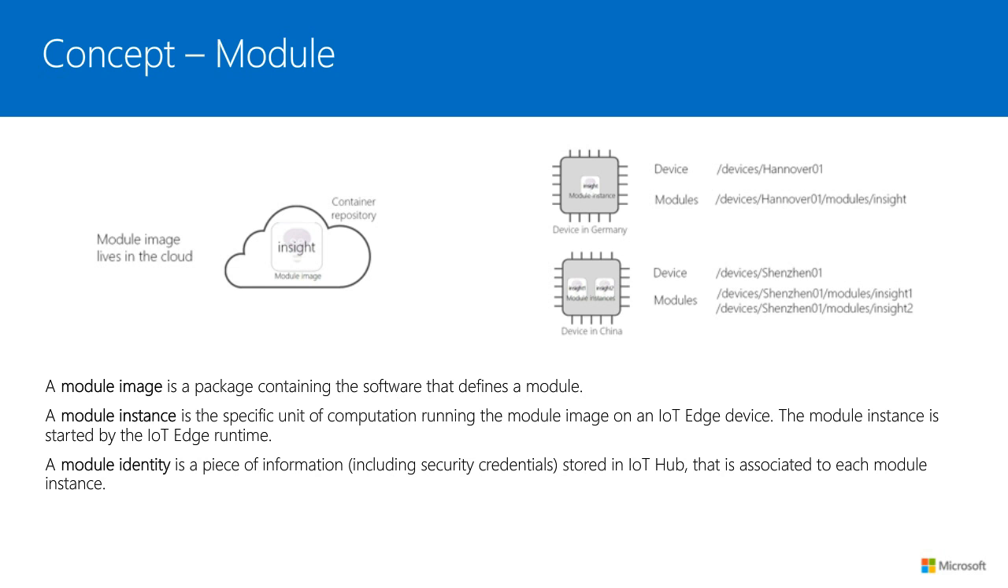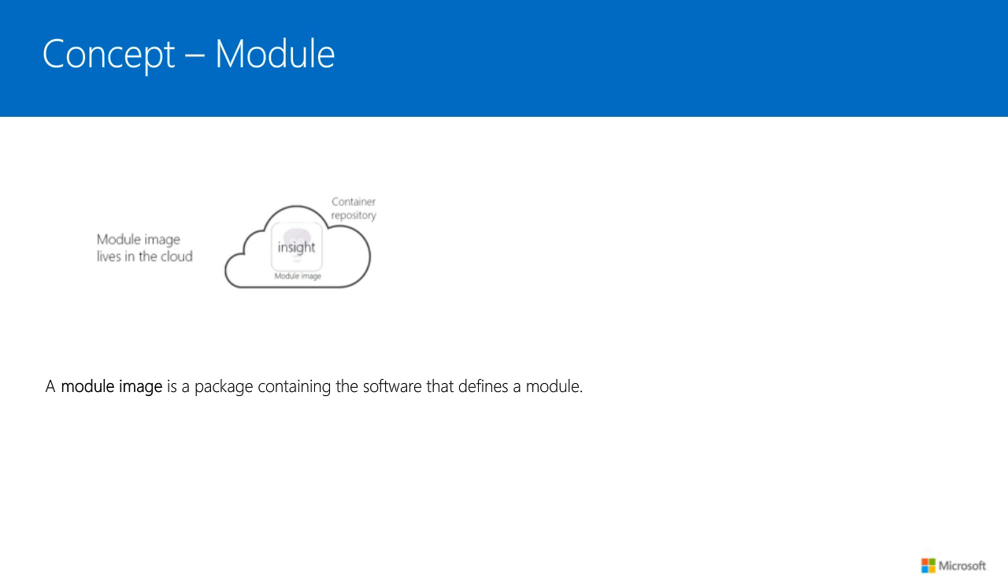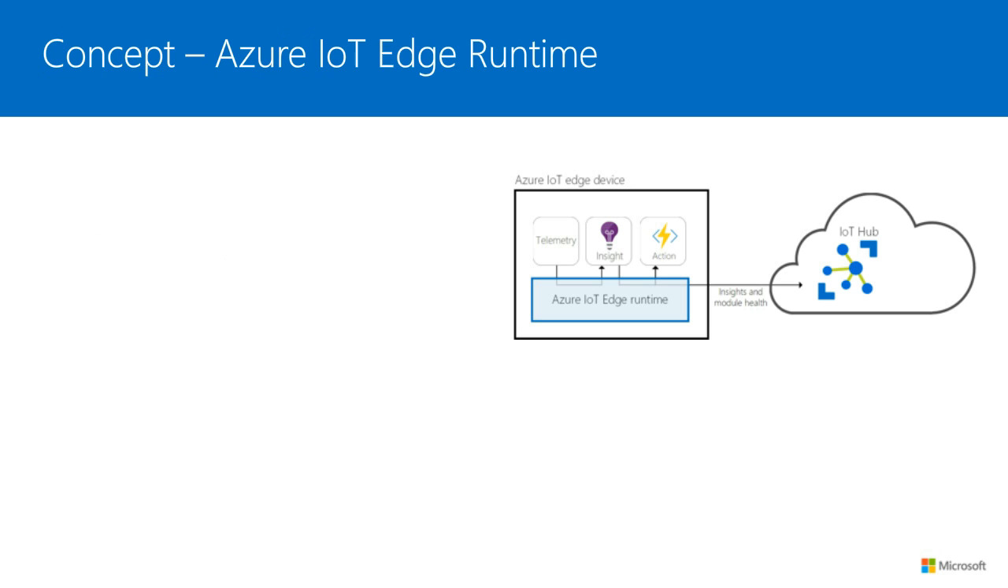Then you have the notion of identity. Each module that is running on an Edge device has its own identity, and that's stored in the Azure IoT Hub service. Last but not least, we have the module twin, which is a representation of the module status in the cloud. The other concept you need to understand is the IoT Edge runtime. The runtime is the one that's going to run the modules.